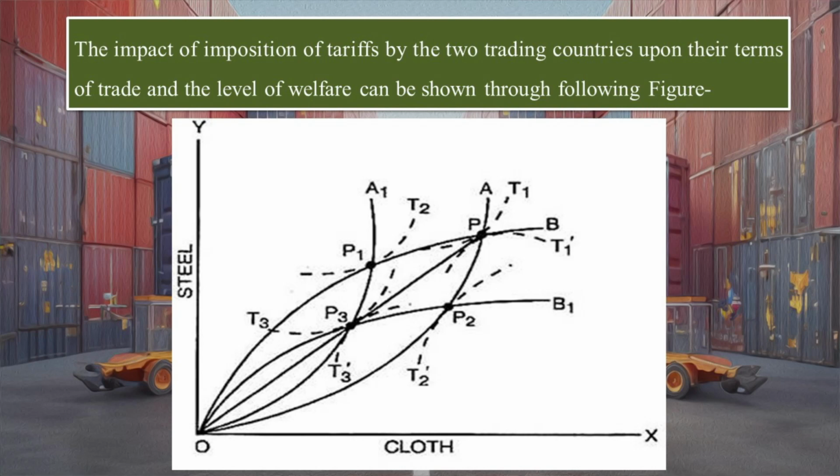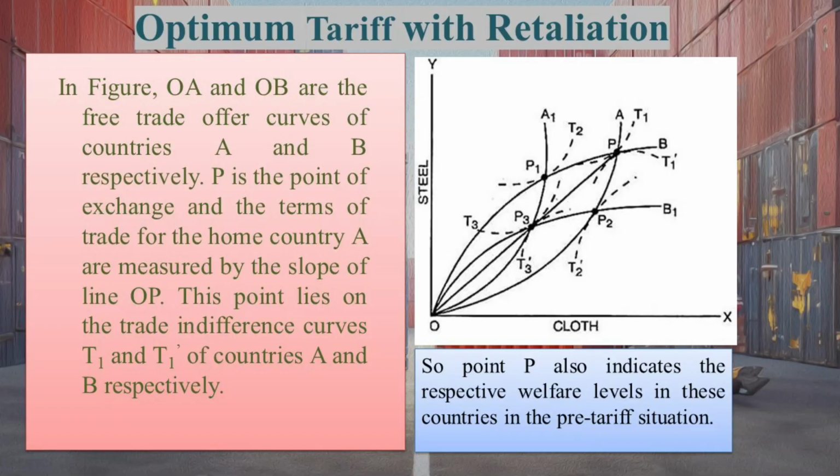So here we are discussing that if a country imposes a tariff and the other country retaliates by imposing another tariff, what will be the consequences on the TOT? We can show this with the help of the following diagram: optimum tariff with retaliation. In this figure, OA and OB are the free trade offer curves of countries A and B respectively. For country A we have offer curve OA, and for country B we have offer curve OB. P is the point of exchange, and the terms of trade for the home country A are measured by the slope of the line OP.